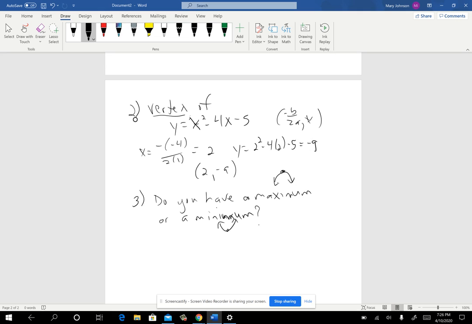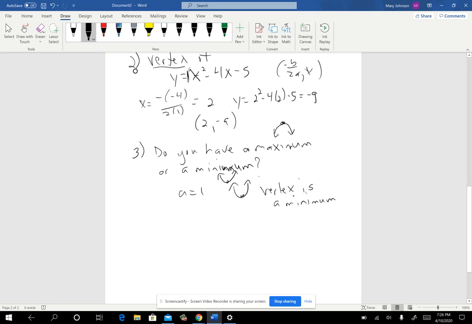So you have to think about that a value again. And in this example, the a was 1, so your parabola opens up. So the vertex is a minimum. Okay. Now, what they might say, or the kind of language you might hear, is that you have a minimum of -9 at x equals 2. That's sometimes the wording that you hear. Okay. So if you ever see words in a problem that talk about maximum or minimum, you should think vertex.